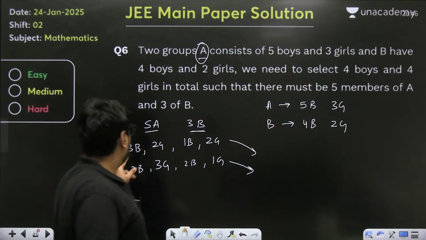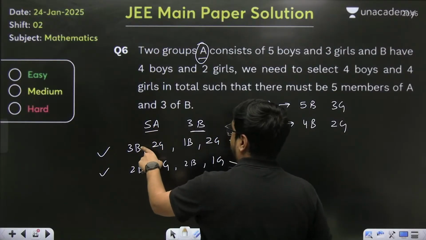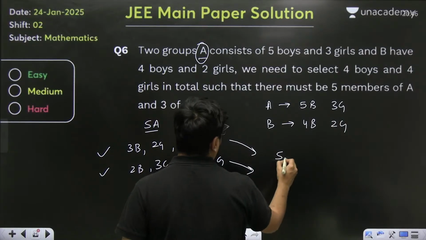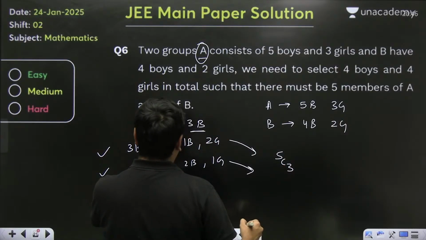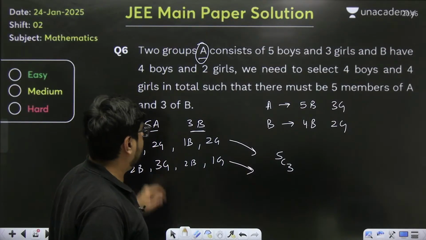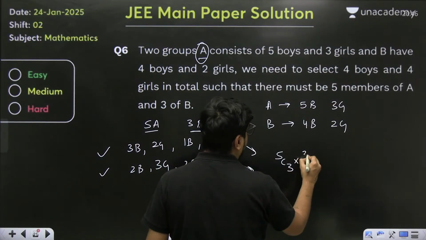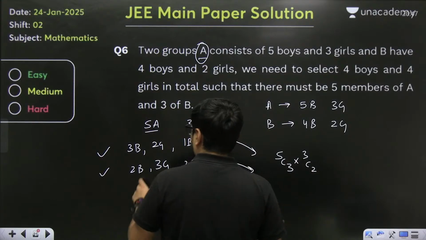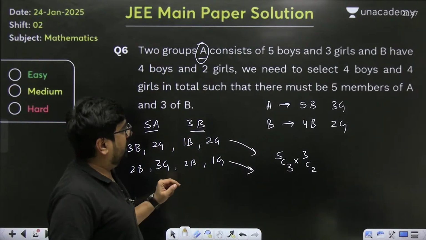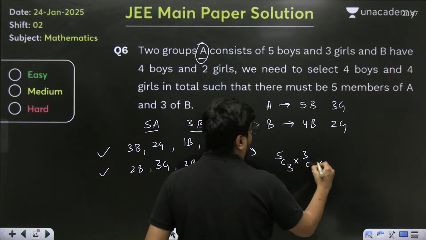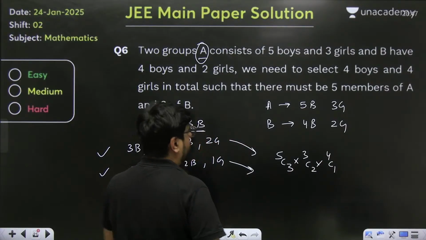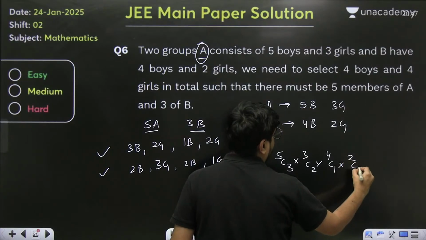So this we can choose from A: 3 boys. Out of 5 boys, we have to choose 3 boys, so 5C3. Group A has 3 girls. Out of 3 girls, we had to choose 2 girls, so 3C2. Then out of 4 boys in group B, we had to choose 1 boy, so 4C1. And out of 2 girls, we had to choose 2 girls, 2C2.